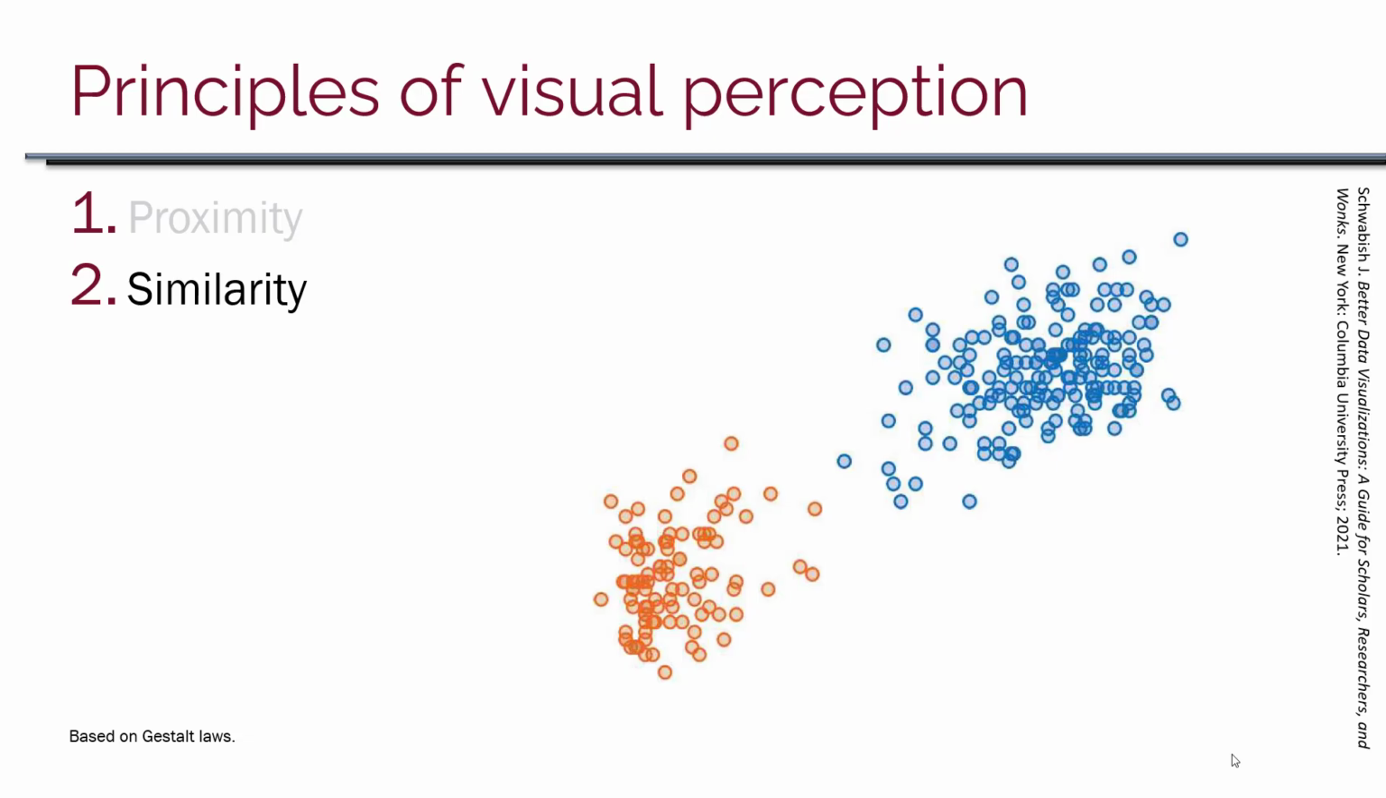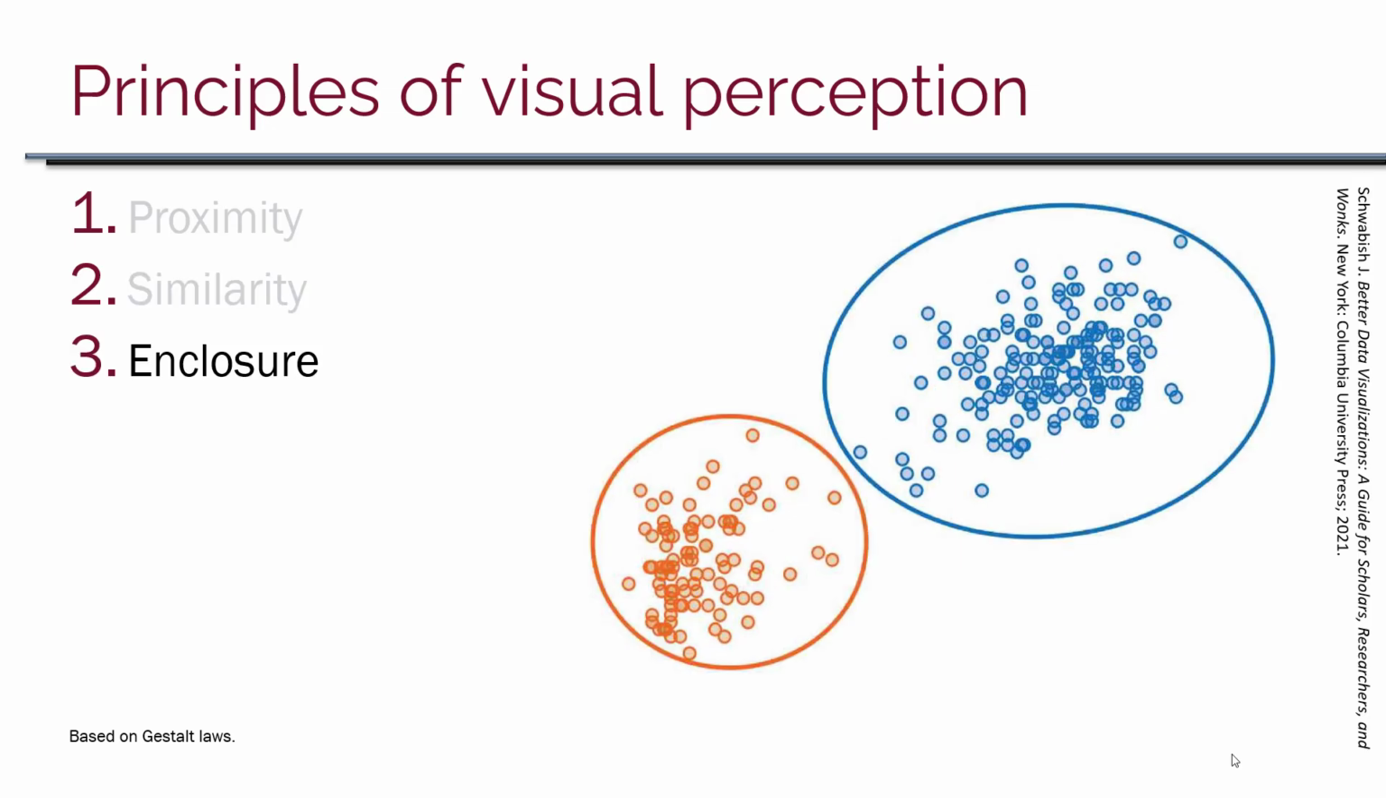Similarity. If I were to have the colors the same, it makes it even more obvious. So obviously there are 2 colors, so 2 groups of data here. Enclosure. If I draw a circle, it makes it clear that even if there is data that we haven't collected, if you were to collect one more data point and it lands here, you know it belongs to the blue group. So enclosure, our brains process it as different groups.